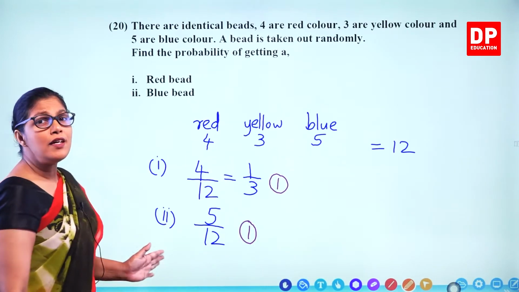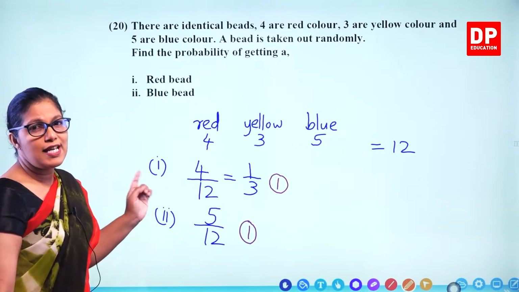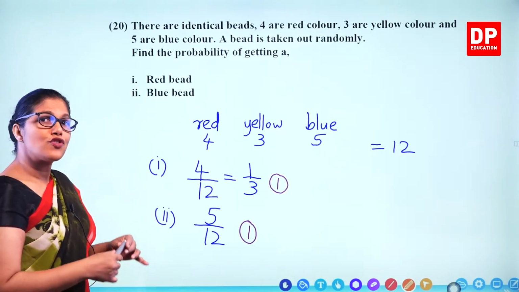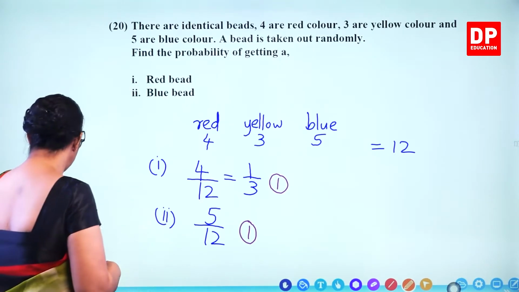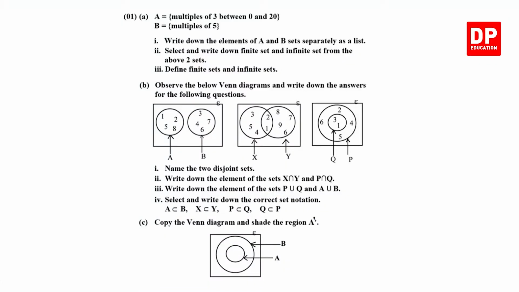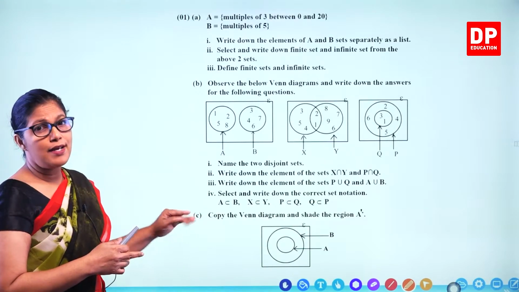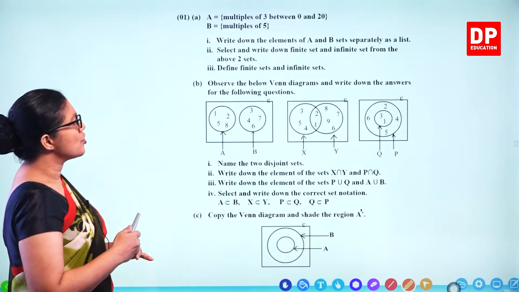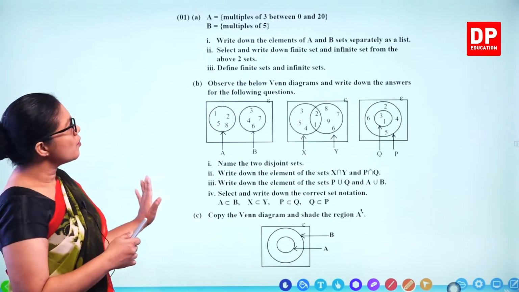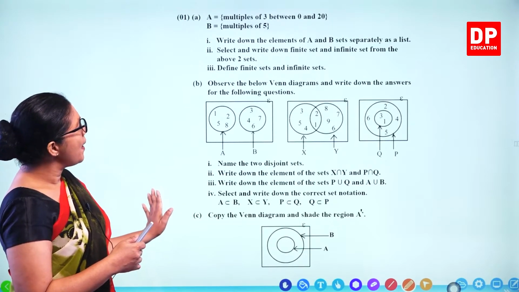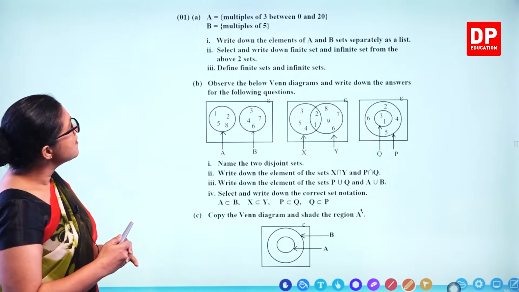So these are the 20 short questions, each worth 2 marks. Now let's do paper 2. In paper 2, you have to answer the first question and 4 from the other questions. This is compulsory. So the first question is compulsory in this paper. Let's do this question.